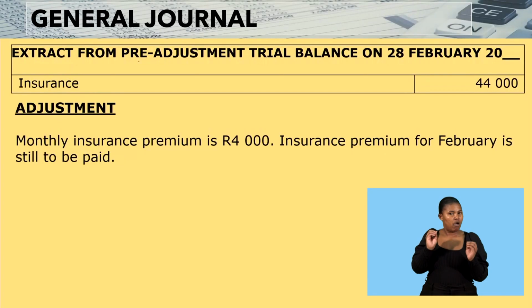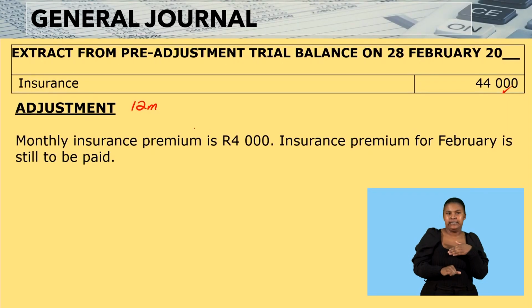Here we have an extract from the pre-adjustment trial balance as of 28 February. And we have insurance, which is 44,000. The adjustment then reads, monthly insurance premium is 4,000. Insurance premium for February is still to be paid. Remember, every financial year or financial period has to have 12 months, all right?